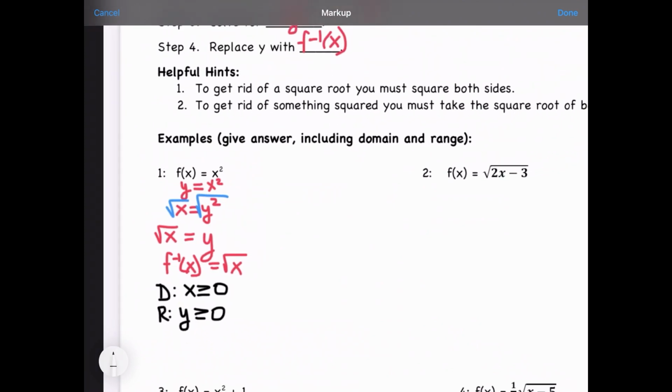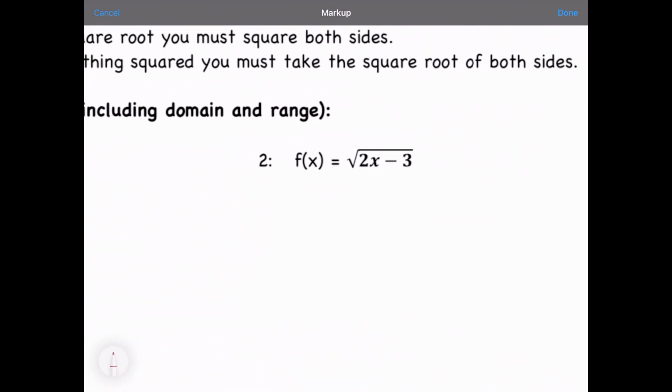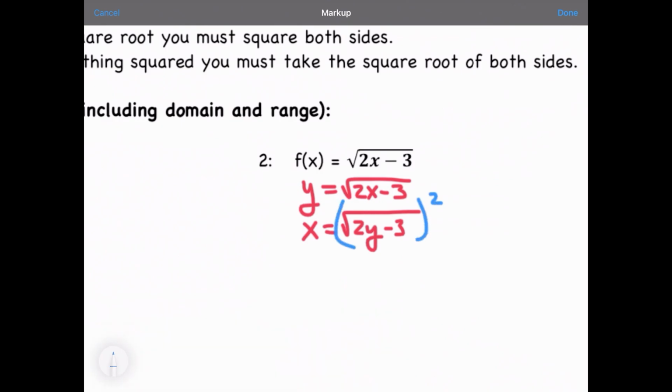Now, if we go to one where we have something inside a square root, so we have f of x equals the square root of 2x minus 3. So that's y equals the square root of 2x minus 3. Switch x and y, so x equals the square root of 2y minus 3. And now we need to square both sides. So that's going to give us x squared equals 2y minus 3.